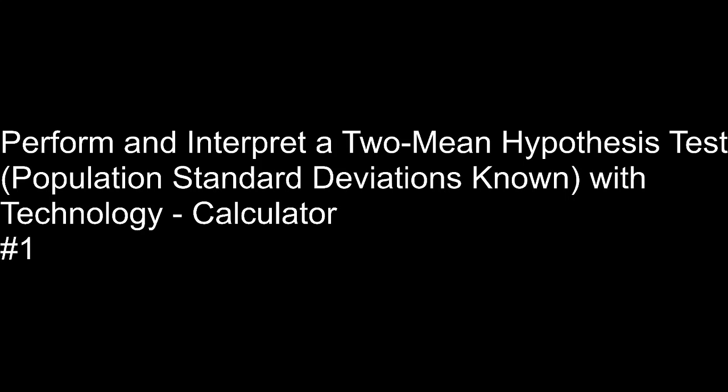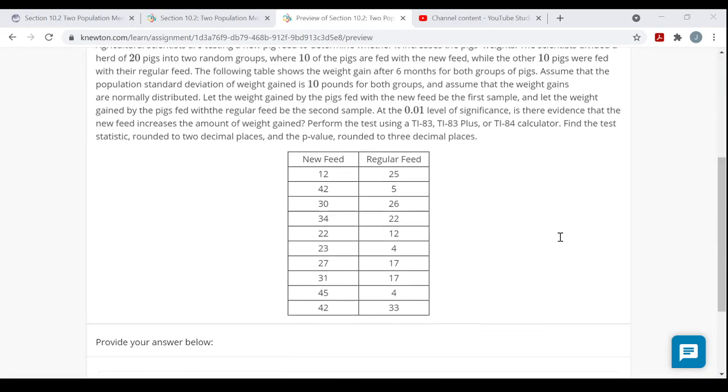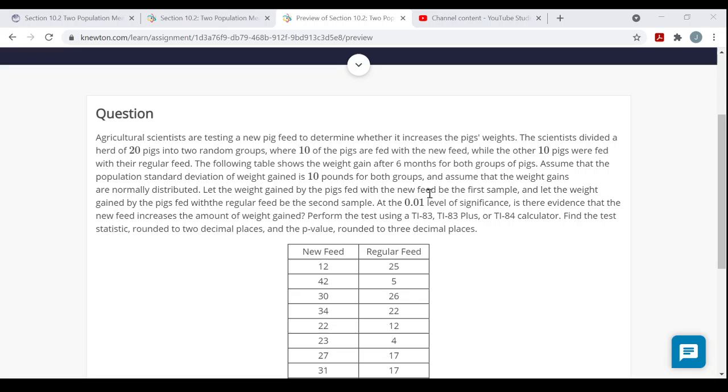If you'd like to see more about how they show you step by step how to perform a test for a difference between two means when you have independent samples and population standard deviations known, they show you how to do that step by step in the more instruction. So you can click on more instruction, look at their notes, their videos, their examples, and hopefully those help.